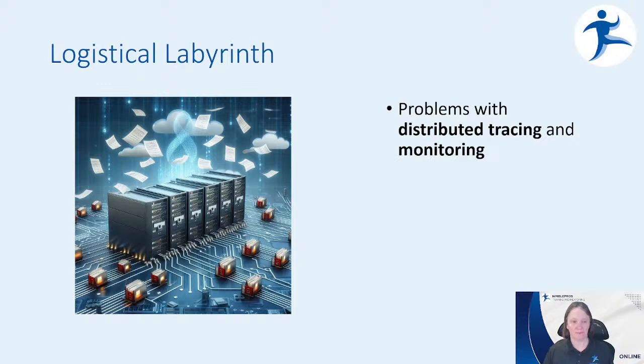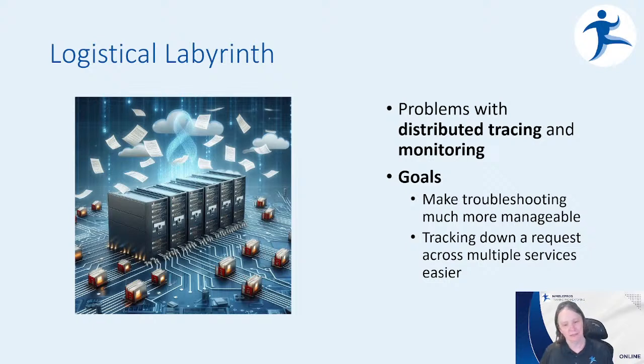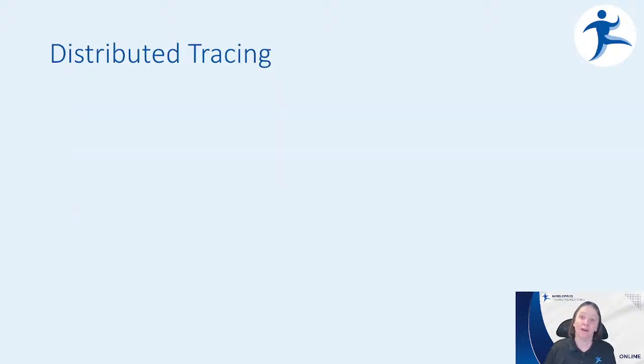So Logistical Labyrinth goes into what happens with debugging. Debugging in the distributed environment is a challenge. Distributed tracing and monitoring makes a world of difference. And so let's make it more manageable, and let's track down a request across multiple services easier. When you're looking at logs, looking at IDs helps. Understanding what those IDs represent helps.